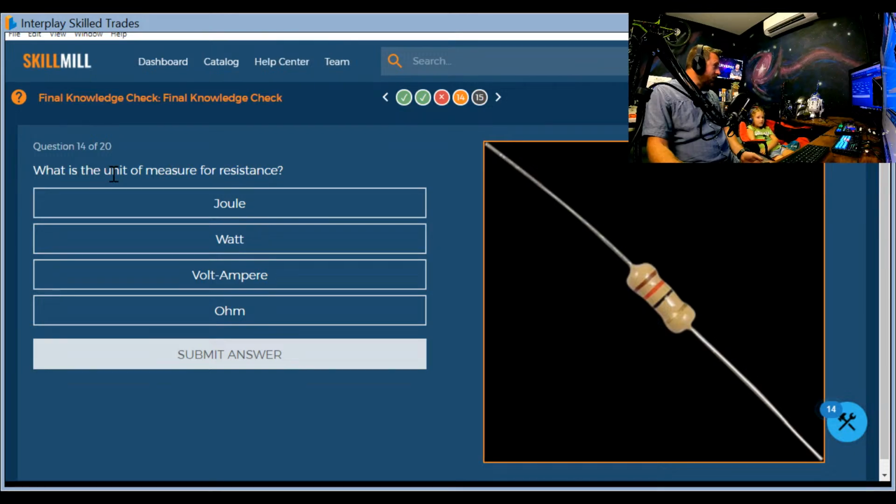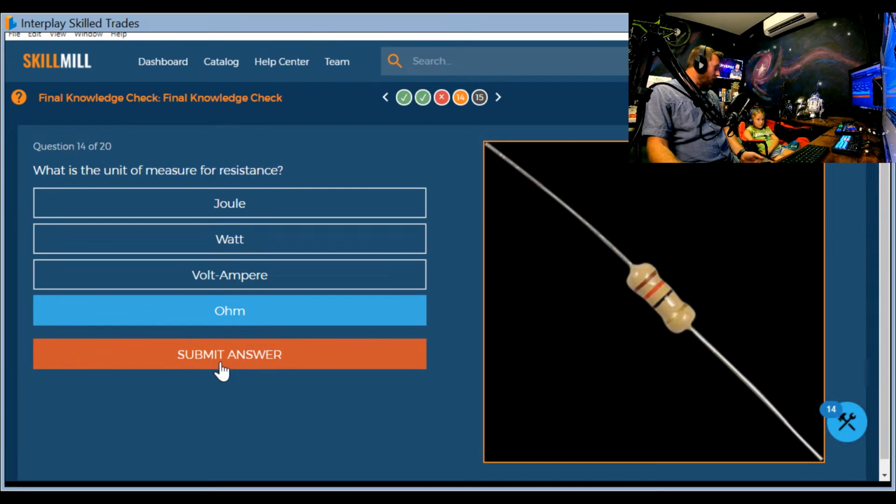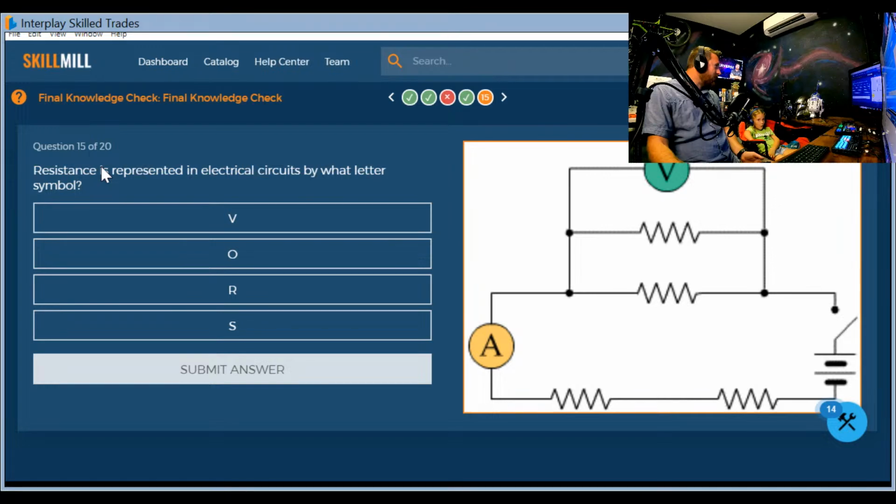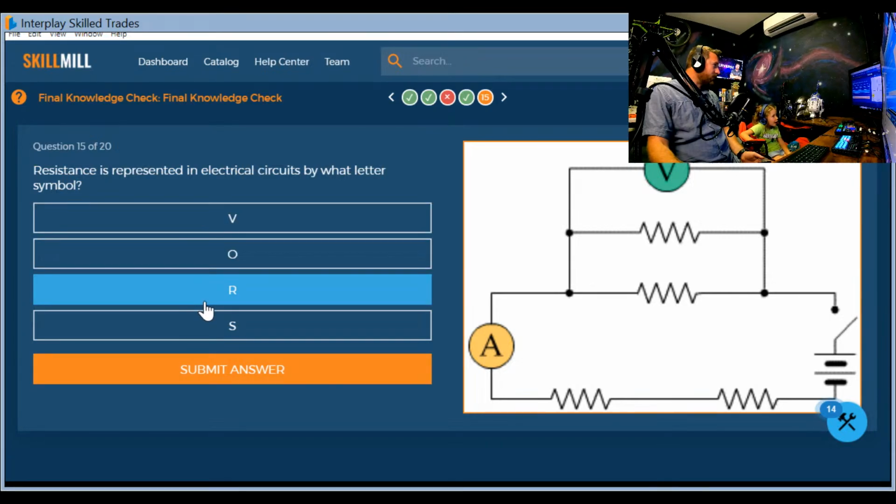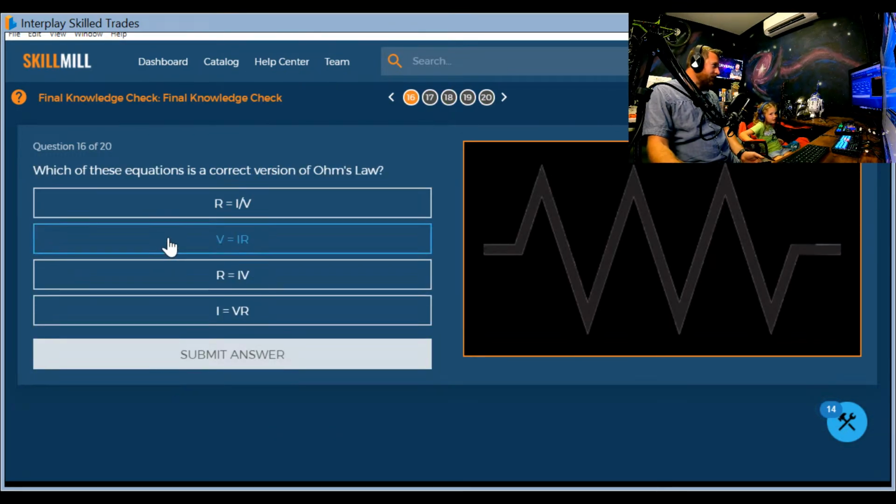What is the unit of measure for resistance? Ohm. Resistance is represented in electrical current circuits by what letter symbol? I do not think about that. How would I think about that, Dad? I don't know. Which of these is the correct version of Ohm's law?